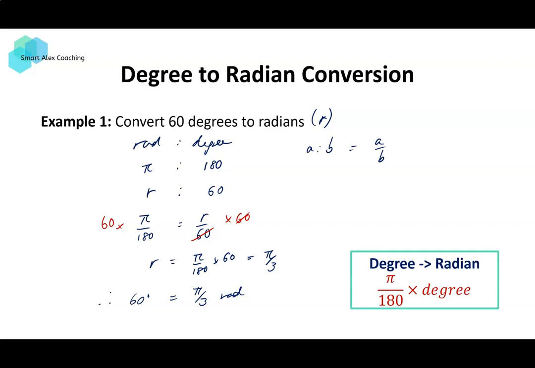What we notice here is that to convert from degrees to radians, there is a factor that we can multiply by. And this factor is pi on 180. So to convert from a degree unit to a radian unit, all you have to do is multiply that degree number by pi over 180.